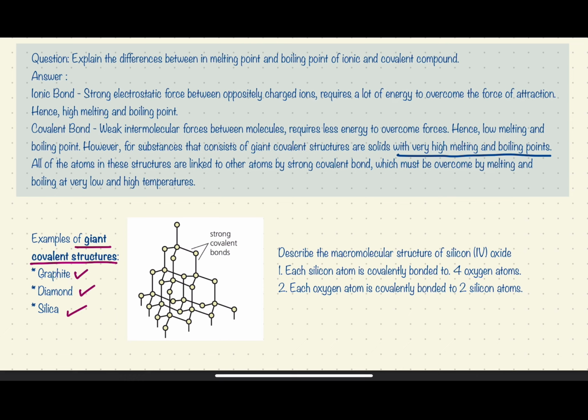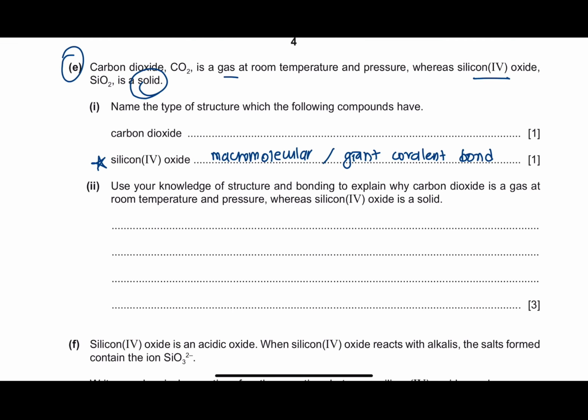So as you can see here, the name of the type of structure is macromolecular. So as the name for the type of structure, you could either say macromolecular or you could just say giant covalent structure. As for carbon dioxide, it is just the elements C and O2. So this one is between two non-metals as well. However, they are just a simple covalent structure.